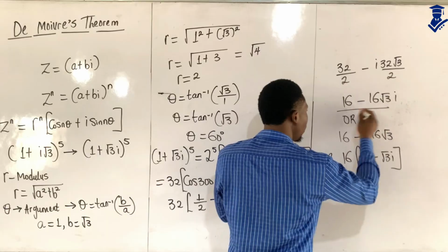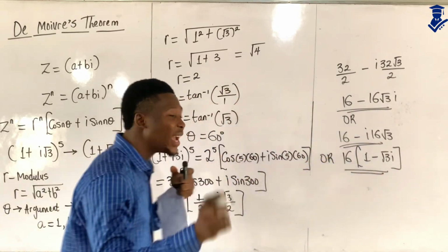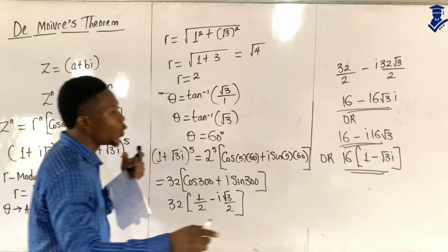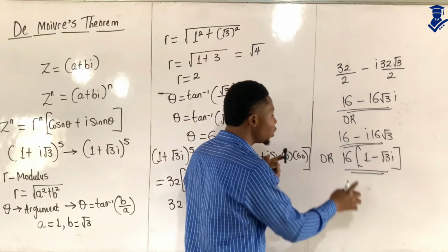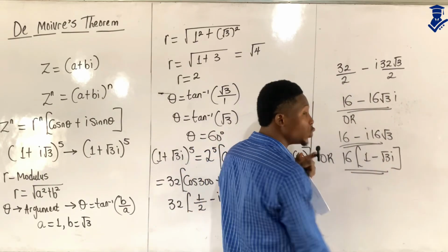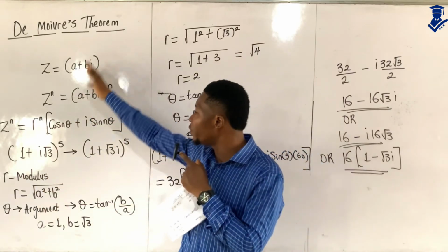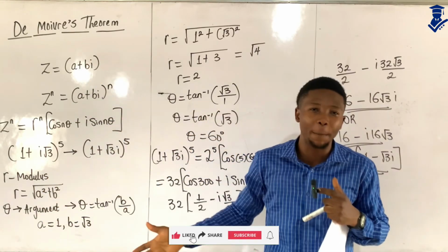Any of these is our answer. So when you take this to the power of 5, you're going to have 16 minus 16 root 3i, or you're going to have 16 into bracket 1 minus root 3i. So this is how to use the Moivre's theorem to solve a complex number to any power.